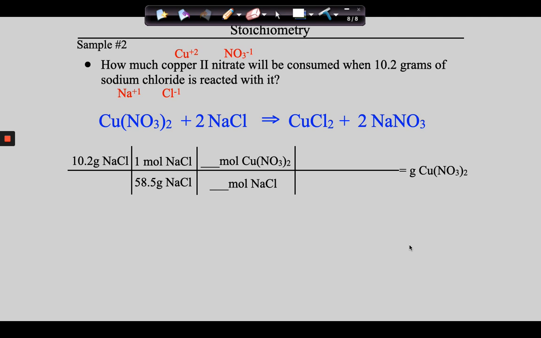So guys, the number in front of the NaCl, obviously right there, is a 2. And then the number in front of the copper 2 nitrate is blank, so that's an understood 1. Then guys, our last step is just moles back to grams. 1 mole of copper 2 nitrate, doing the math, adding everything up, is 187.5 grams.